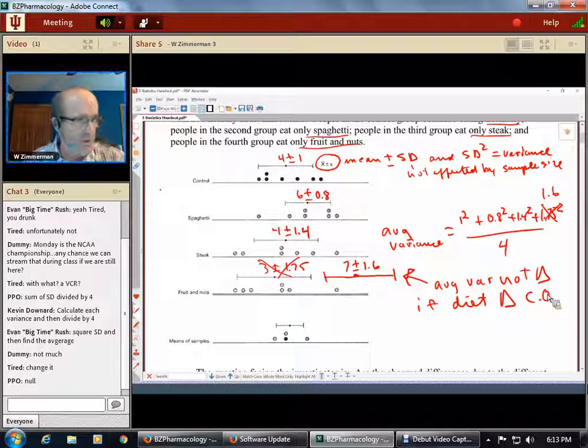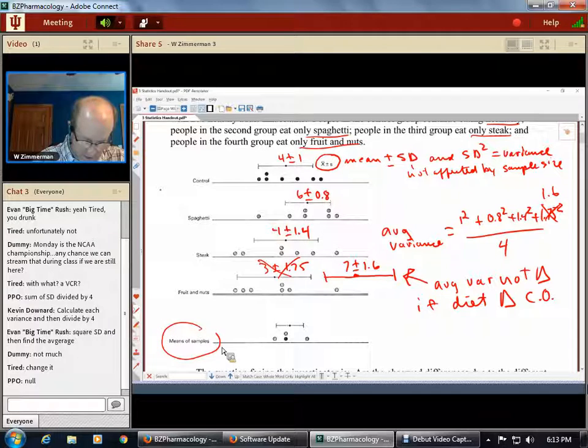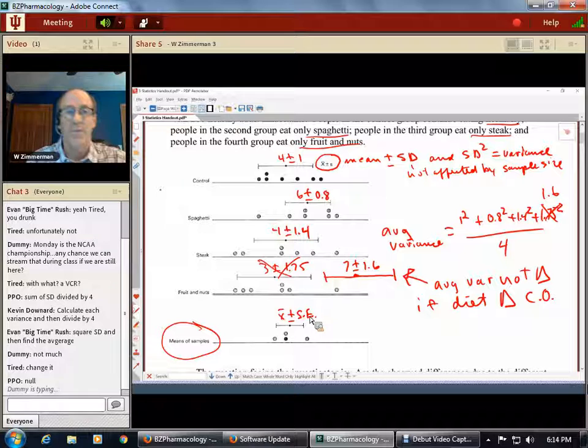Okay, if you're following this, and I hope you are, look at this last line down here, the means of the samples. So this is going to be mean plus or minus standard error. This is the spread of the means. Something quite a bit different.